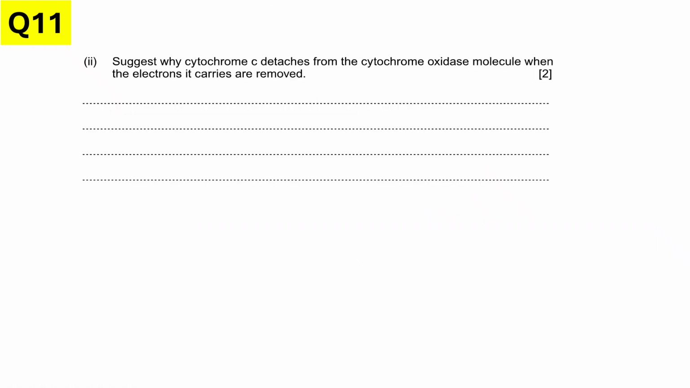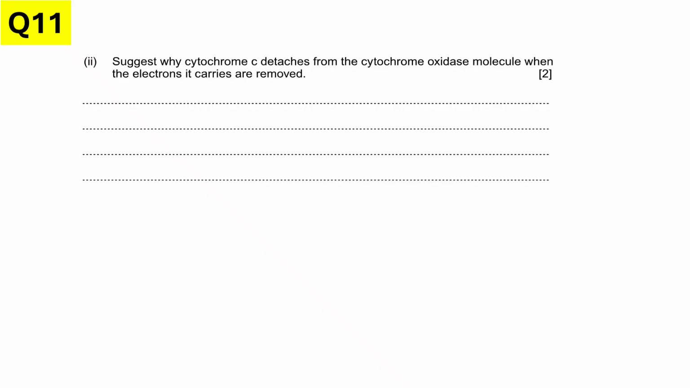So as the cytochrome C electron carrier binds the active site because it's got a complementary shape to cytochrome C oxidase, it then says that the cytochrome C will actually detach once the electron has been removed from the cytochrome C. And it says, please explain, well, why is this the case?